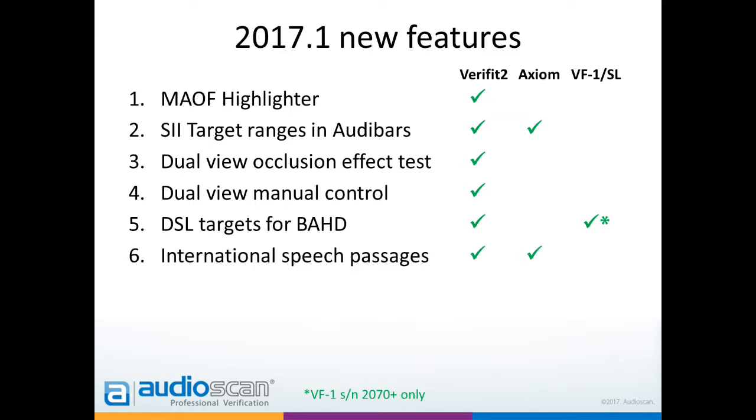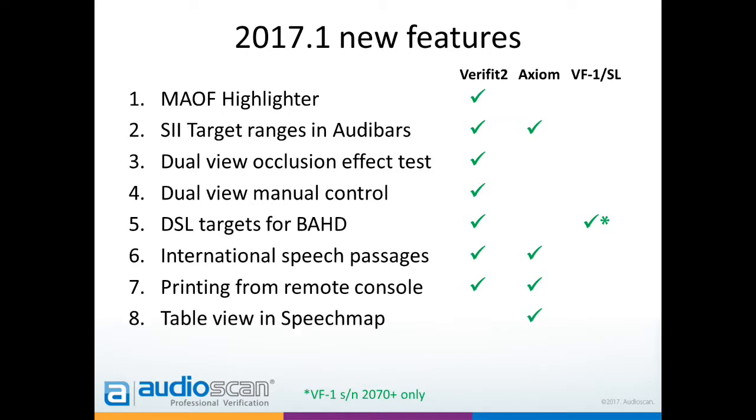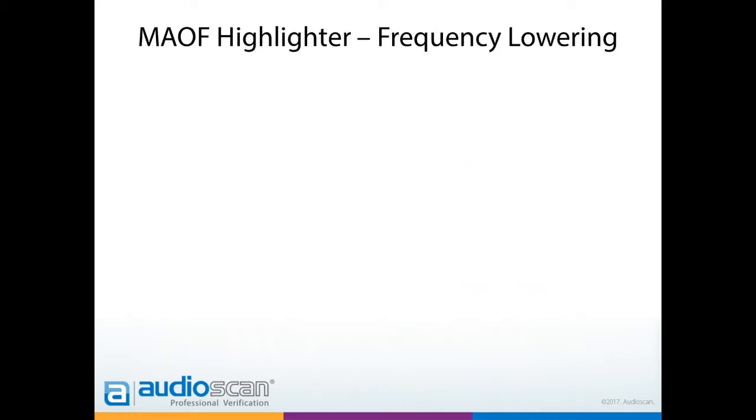Verifit 2 and Axiom get some more international speech passages. We can now print from the remote console. Axiom SpeechMap now gets a table view like the other products. And finally, the S and SH stimuli for frequency lowering are now standard in all Audioscan products. Now we'll look at some of those features in a little bit more detail.